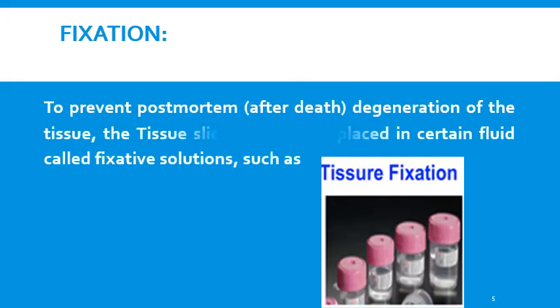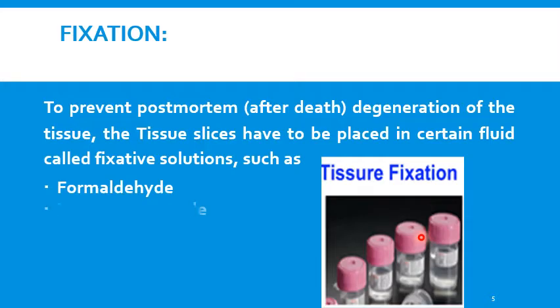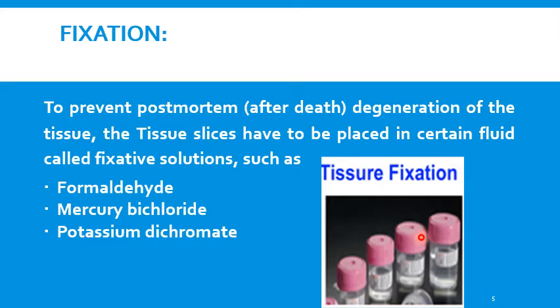The second step is called fixation. To prevent post-mortem degeneration of the tissue, slices have to be placed in a certain fluid called fixative solutions. There are many types of these solutions, such as formaldehyde, mercury bichloride, potassium dichromate, acetic acid, osmic acid.